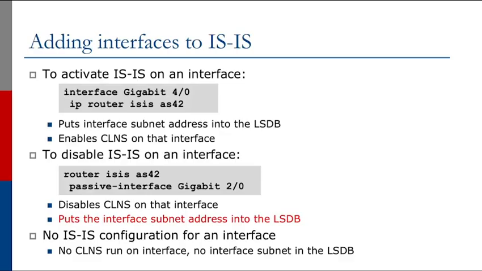To activate ISIS on an interface, we go to the actual physical interface and add in the command line ip router isis and the process ID. This will tell ISIS to look for neighbors on that interface to form adjacencies with. And it also puts the interface subnet address into the link state database. If we don't want to have ISIS running on an interface, we go to the actual process command and mark that interface as passive. That will still put the IP subnet used on the interface into ISIS, but will not look for any adjacencies. If there's no ISIS configuration for any interface at all, then CLNS will not be run on that interface and no subnet will go into the link state database.